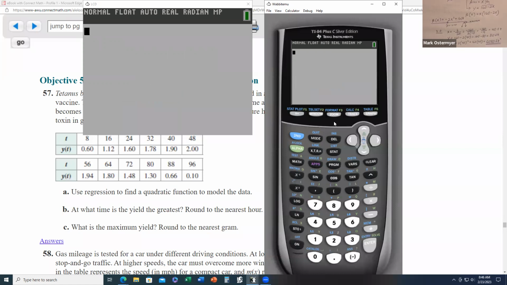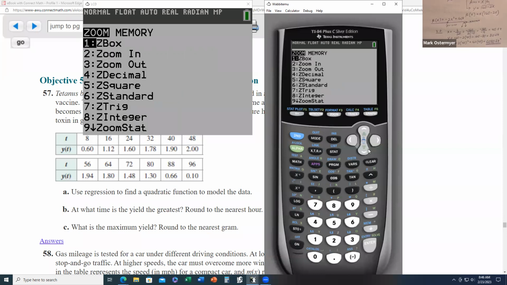And I'm going to take a look at that scatter plot right now. To do that, I'm going to hit my zoom button at the top of my keyboard, zoom. I'm going to go down and select the zoom stat function down here. What the zoom stat function does is it looks behind the scenes at your data very quickly, and it basically scales your X and Y axis appropriately so you can see your scatter plot.